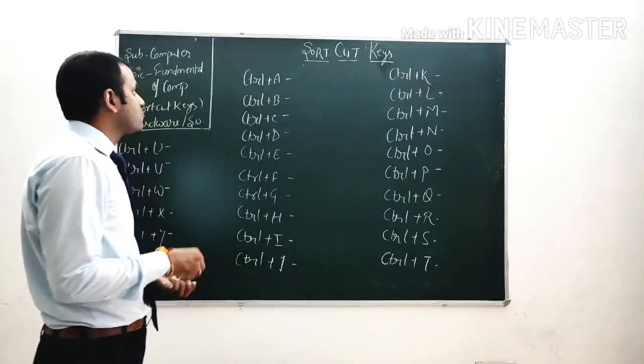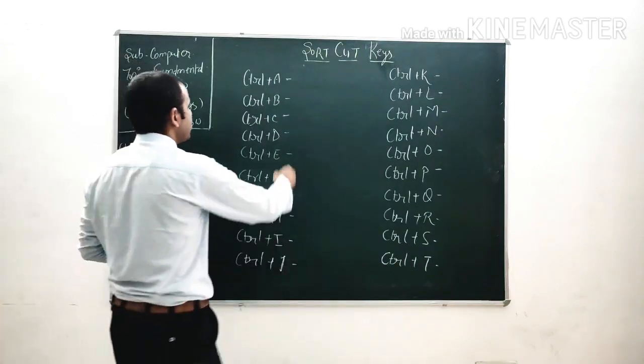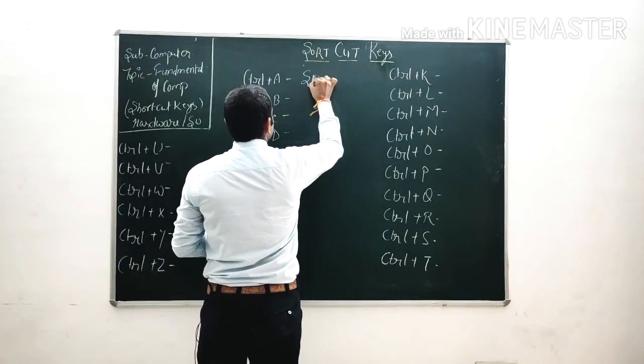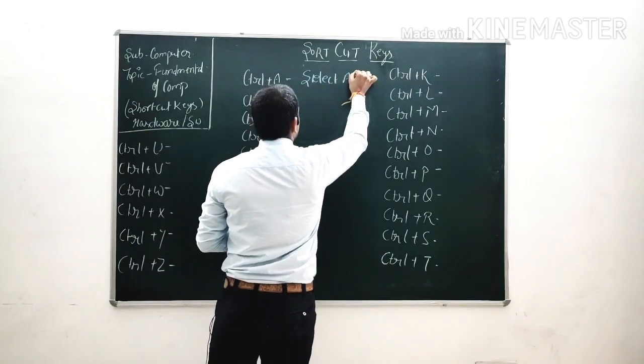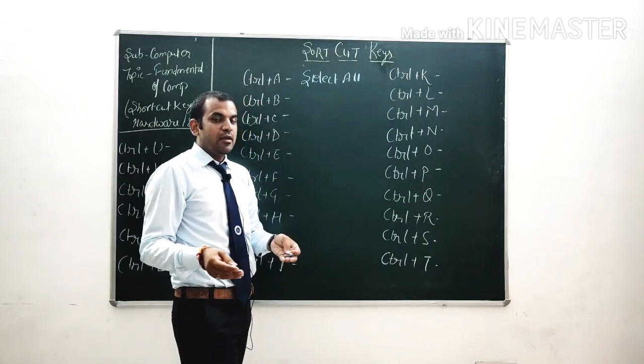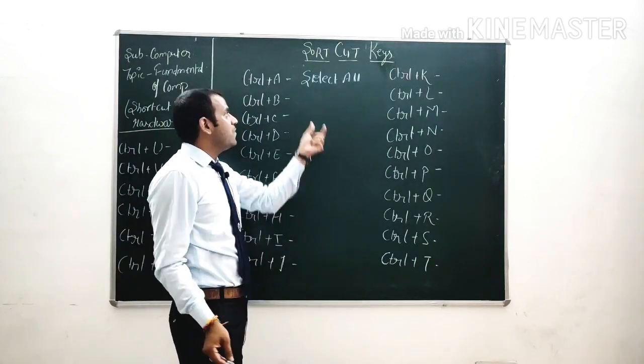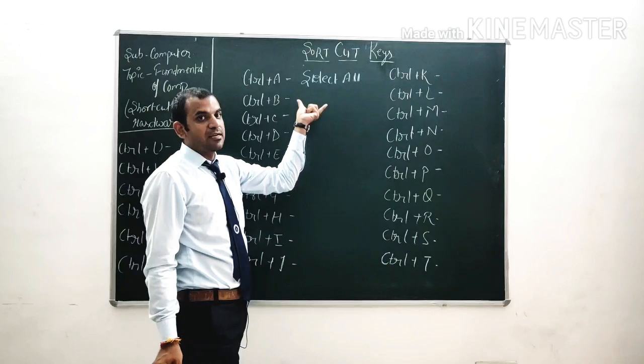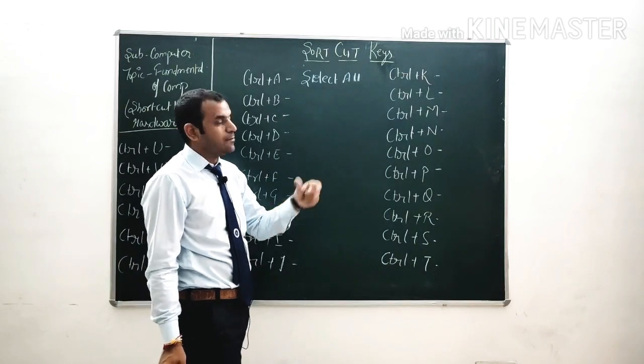Start with the first one, Control A. Control A means select all. If you want to select the whole document at once, you will press the keys Control A. It will select all of the document.